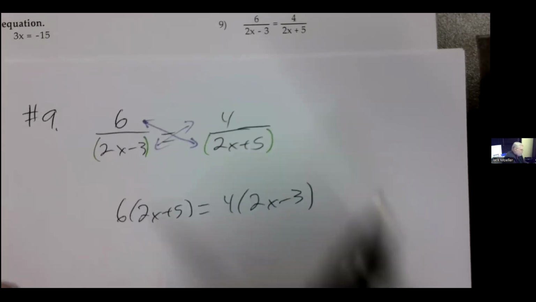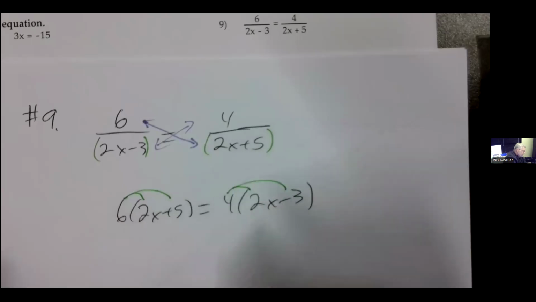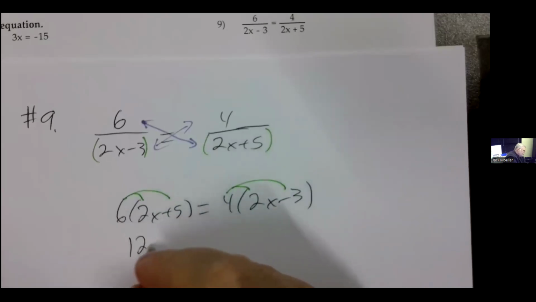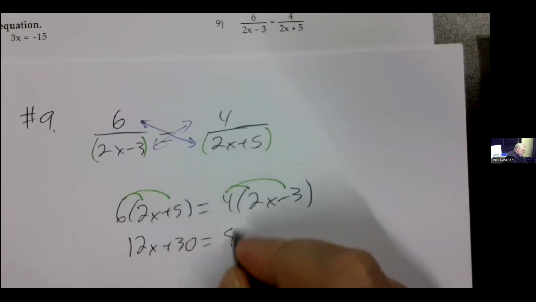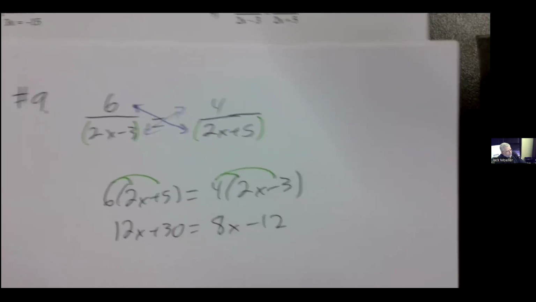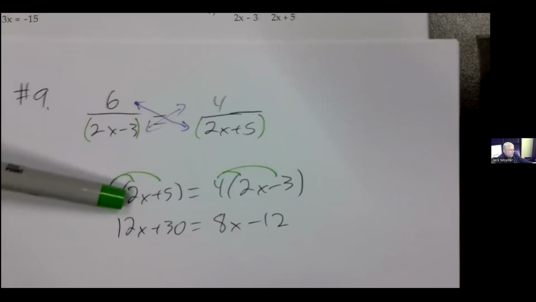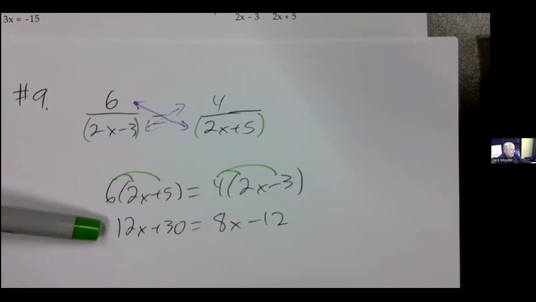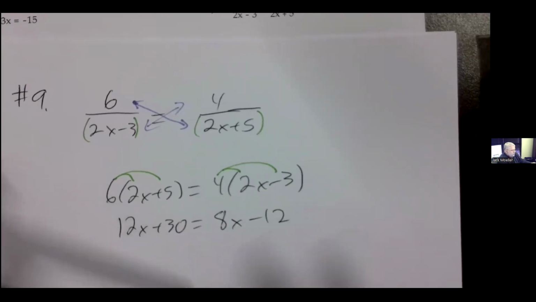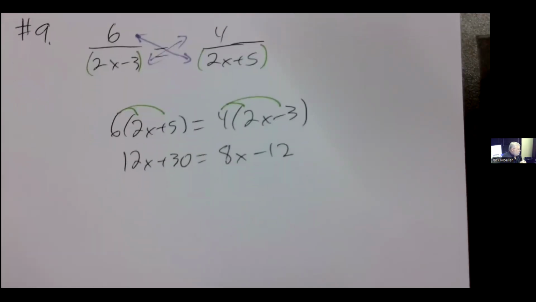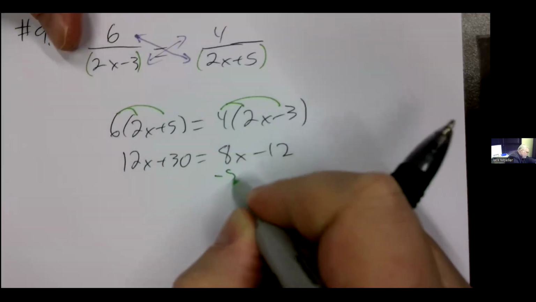Then what do we do? Well, get those distributions done. 12x plus 30 equals 8x minus 12. And so we took something that looked pretty messy. We did a cross product, we did a distribution, and now it's back to that standard. We have variables on both sides, numbers on both sides, go from there. Now, if this was in class, I would ask if anybody would want to solve it. Since we're doing this video-wise, I'm just going to go ahead and finish solving it. It never hurts to get an extra example, right?